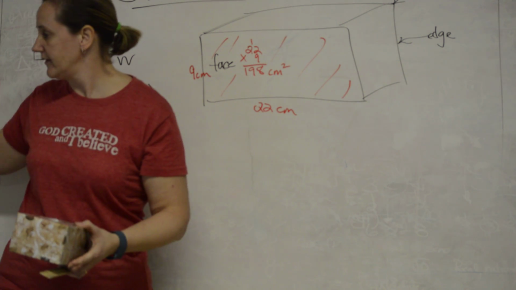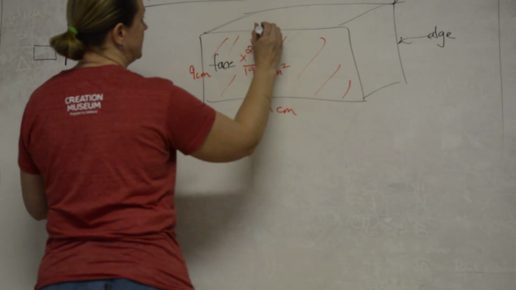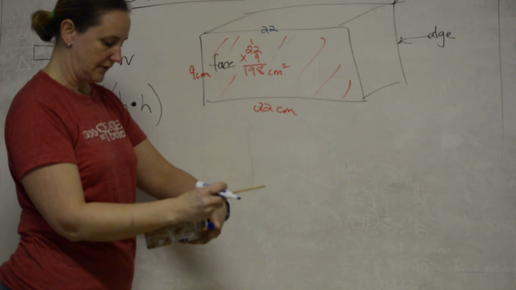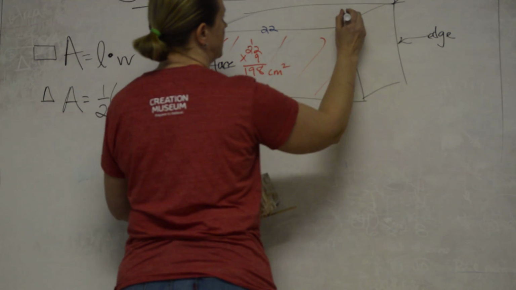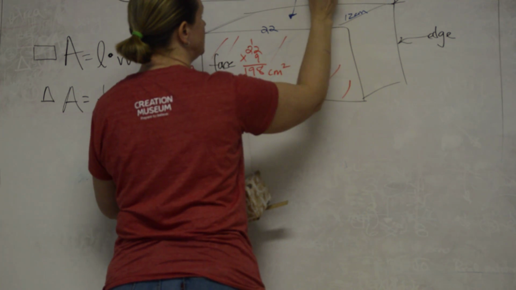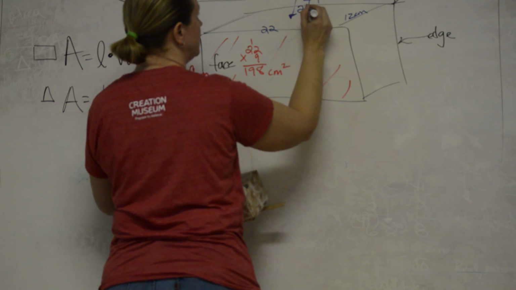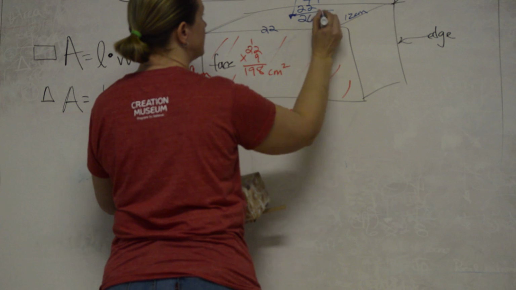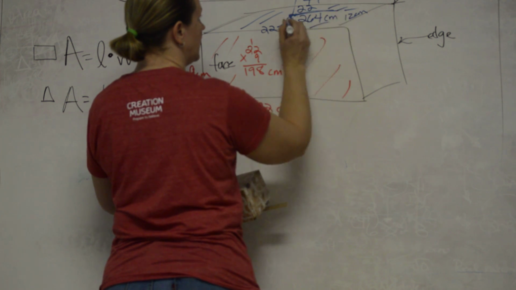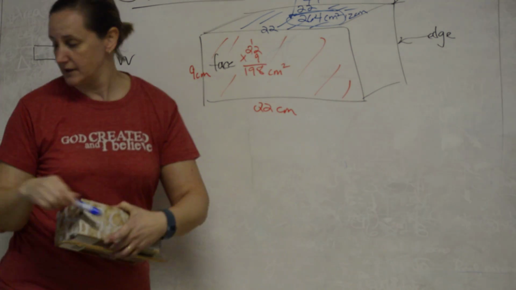Then we're going to look at the top of our box. Now we already know that this one is 22. So now I'm going to measure. I know this one's 22 centimeters, and I want to see this one is 12 centimeters. So this face will be 22 times 12, which would be 264 centimeters squared for this blue side. Okay, so that's that side, and my red side was 198 centimeters squared.